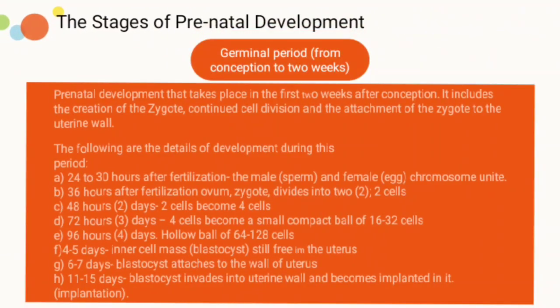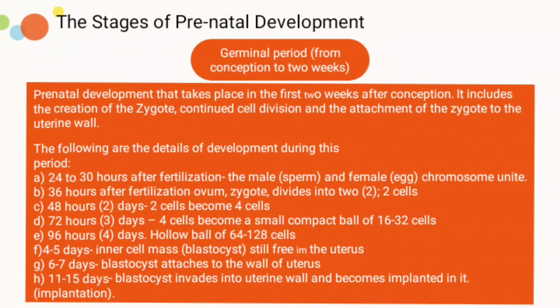So these are the stages of prenatal development. Firstly is the germinal period, which is from conception to 2 weeks. This includes the creation of the zygote, continued self-division, and the attachment of the zygote to the uterine wall. So the following are the details of development during this period.